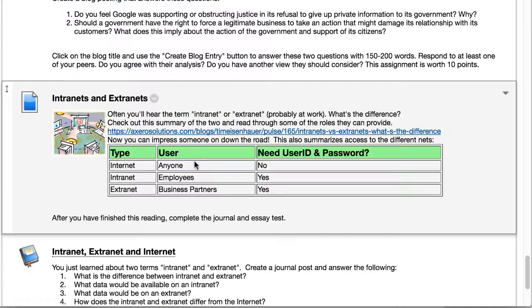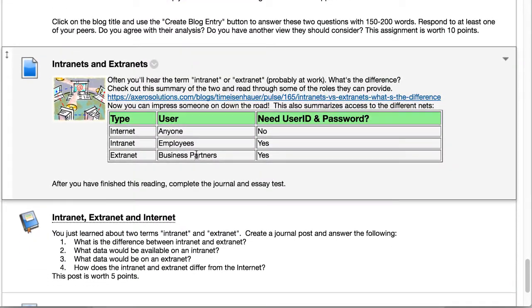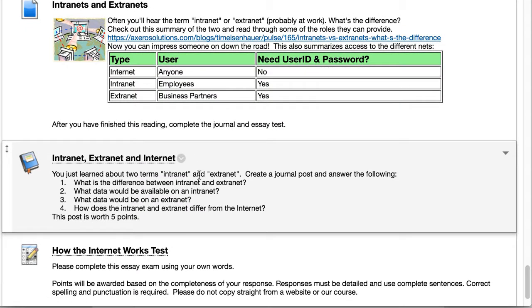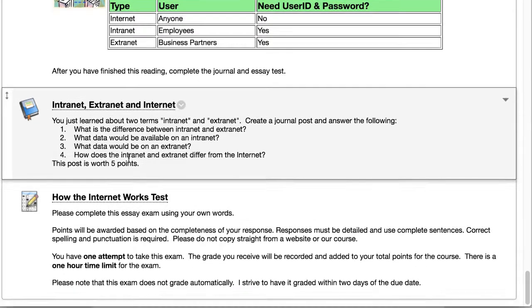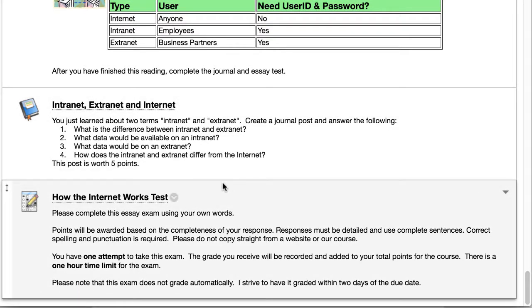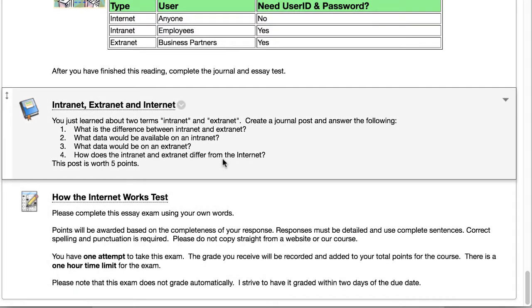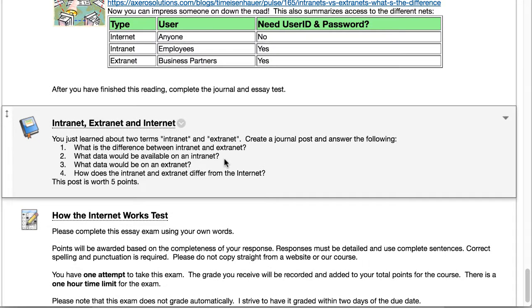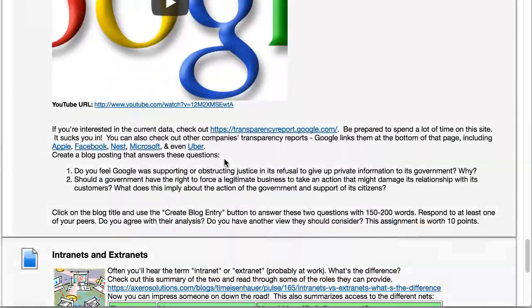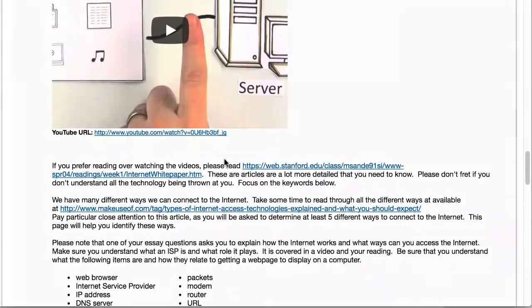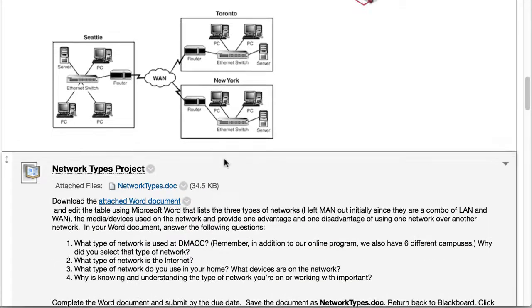We'll take a look at what the difference between intranets, extranets, and the internet is, so that you understand what all those are. Quick journal post over that. And then finally you have a quiz, an essay exam, where you'll be asked to explain how the internet works, and there are a couple other questions here too, which should be a slam dunk after taking a look at all the data for the week, all the information for the week. So that's what we have going on.